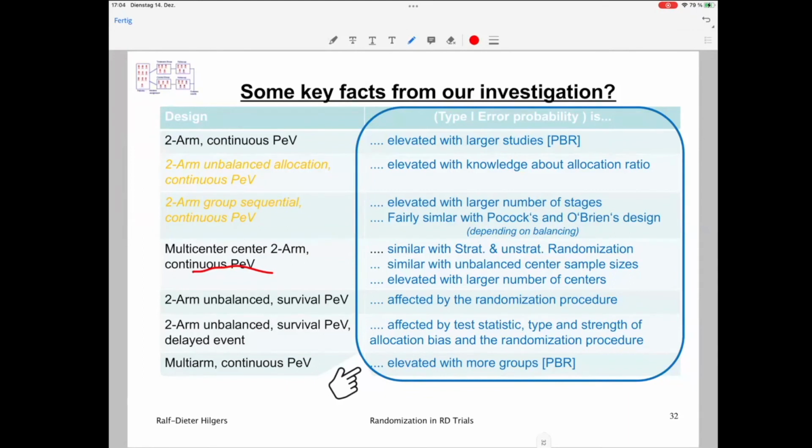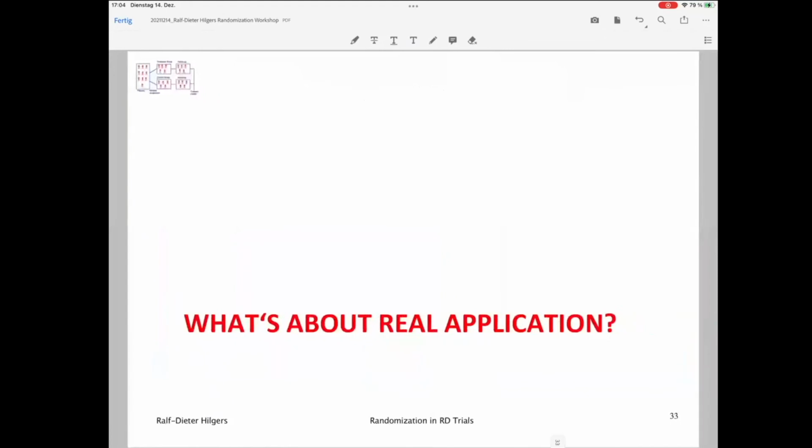And now I'm coming to my pretty small baby, the unbalanced allocation. Well, I'm studying that right now. And what I found is that if you know the allocation ratio in advance, which is often described in the informed consent for the patients, then the type 1 error probability is affected much more than in a 1-to-1 allocation ratio, because you can better predict. But on the other hand, if you do not say or tell the people what the allocation ratio is, then the type 1 error probability goes dramatically wrong. So my recommendation is don't tell anybody about the allocation ratio in advance. I will write that paper, hope it will be accepted. So what about real application?